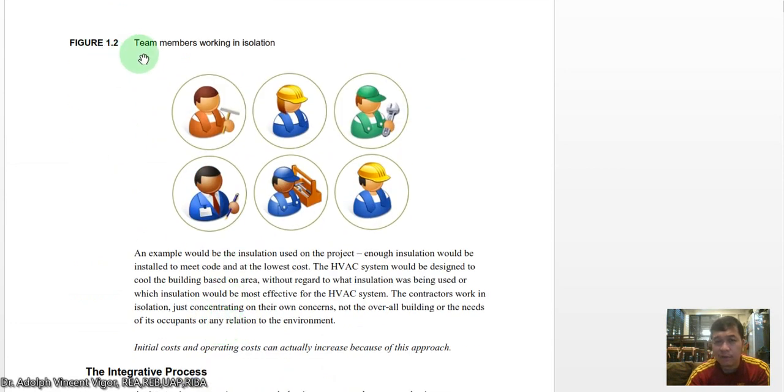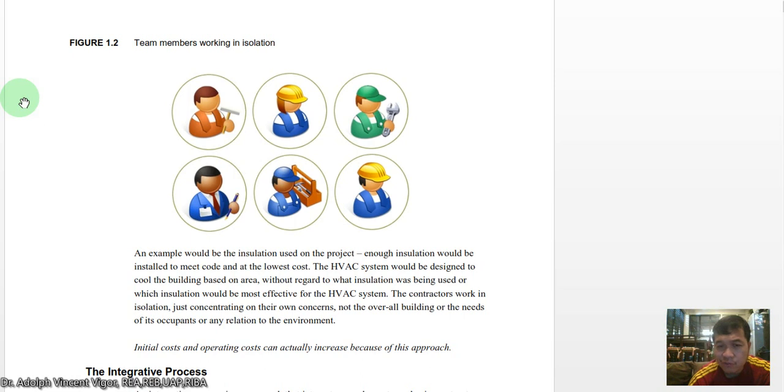So these are examples of team members working in isolation. An example would be the insulation used in the project. Enough insulation would be installed to meet the code and at the lowest cost. The HVAC system would be designed to cool the building based on area without regard to what insulation was being used or which insulation would be most effective for the HVAC system.